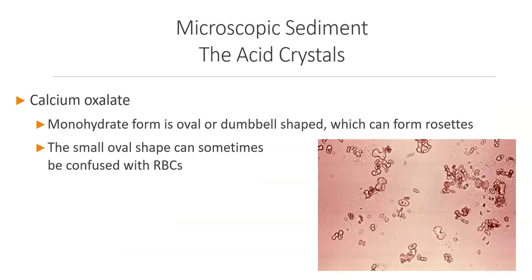Calcium oxalate also has a monohydrate form, and this causes the crystals to appear oval or dumbbell shaped, which can then form rosettes. These small oval shapes can sometimes be confused with RBC, so it's really important that you focus up and down. The monohydrate form, fortunately, is uncommon.